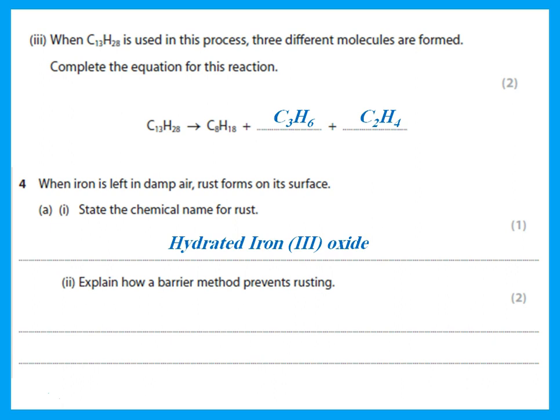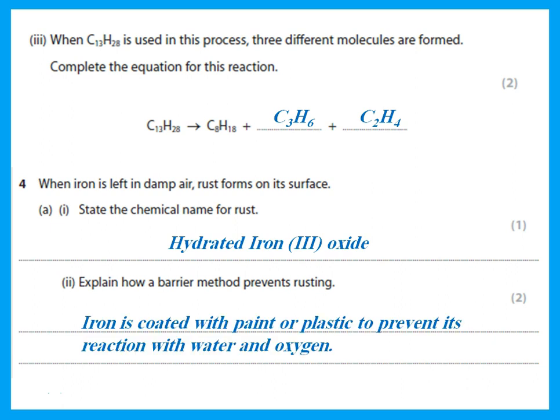Or we have things like galvanizing or sacrificial protection. So the barrier method is when you coat it with something. So iron is coated with paint or plastic or oil to prevent its reaction with water and oxygen.